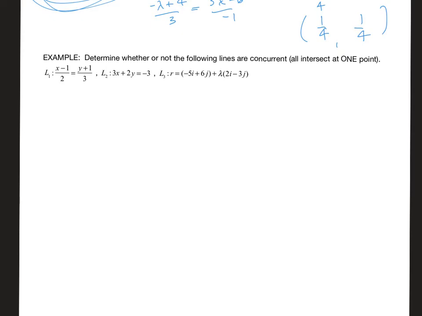All right, next. In this particular example, you've been given 3 lines in different forms, all 3 of them different forms. I've got Cartesian form, I've got standard form, and I've got vector equation form. And we're trying to figure out if they are concurrent, meaning do they all intersect in one point?